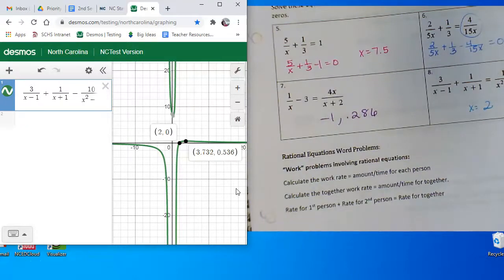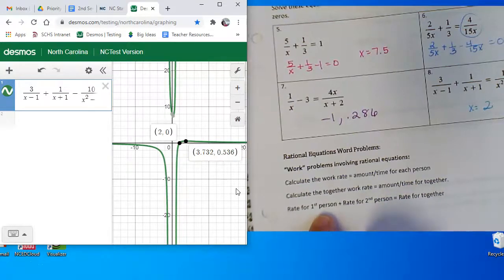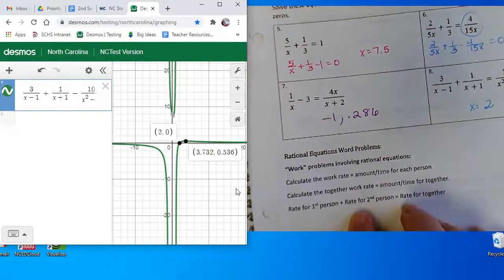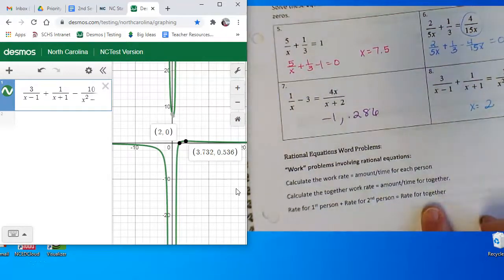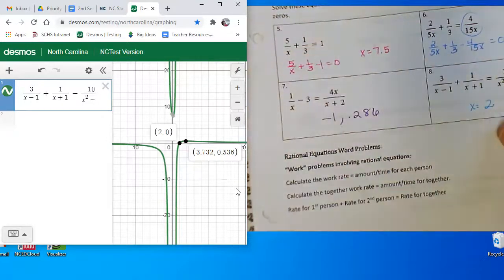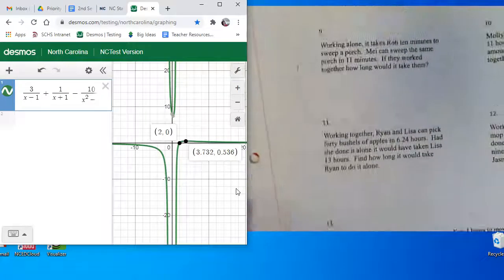And so what we figure out is we use the amount of times that we know and we divide it by the time. And then in the final answer, you're going to take the rate for the one person, the rate for the other person, and set that equal to the rate together. And the rates will always be fractions, which means our problems are going to look like this right here. Okay? So let's look at an example.